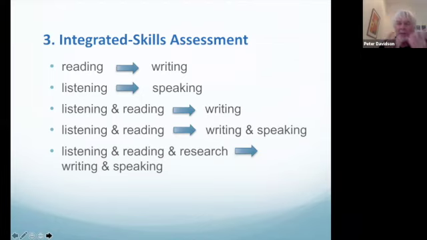So that's way more integrated. It could be a listening into a speaking, or it could be a listening and a reading into a writing, as I just described. Or it could be a listening and a reading into a writing and a speaking.